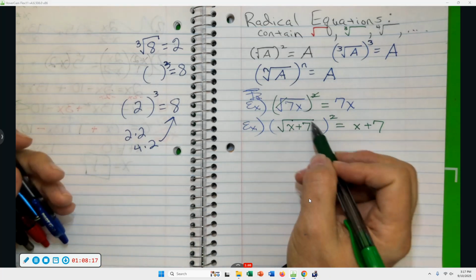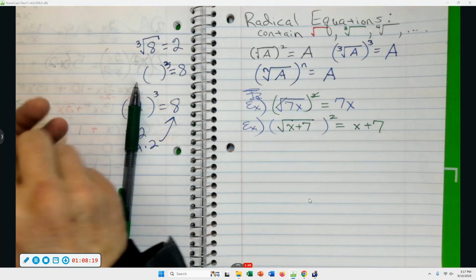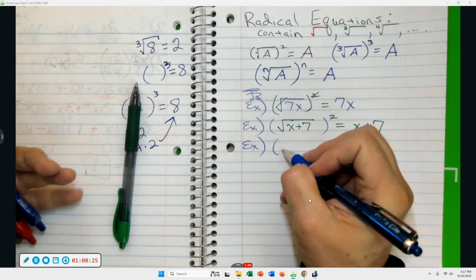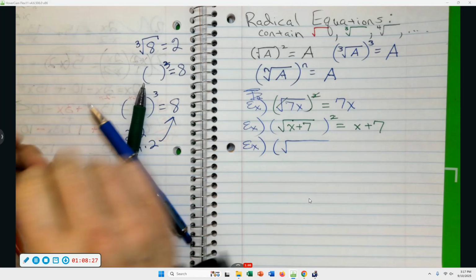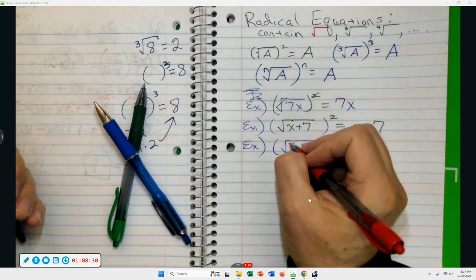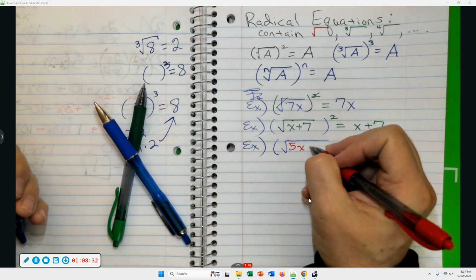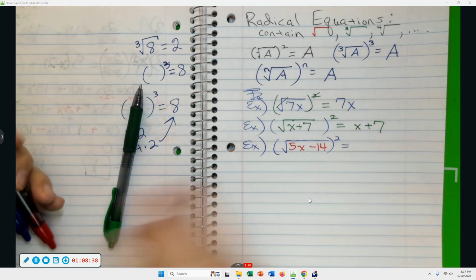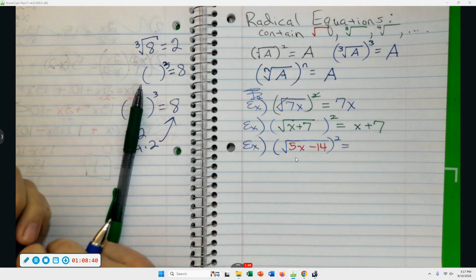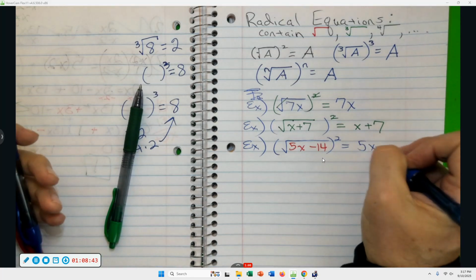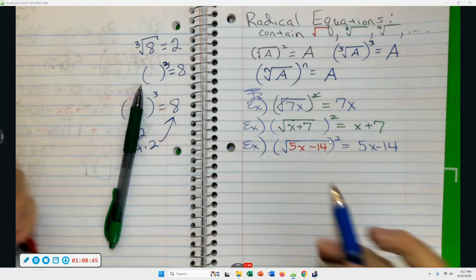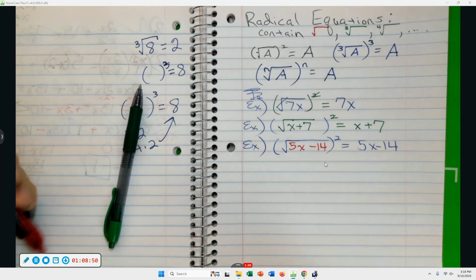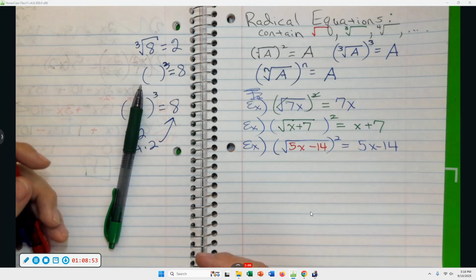It doesn't matter how messy it is underneath that radical. If you have a radical, suppose it was the square root of 5x minus 14, and we squared it. What would that leave us with? 5x minus 14, yes. As long as all of the stuff is under the radical, then when you square it, the radical disappears from the equation.